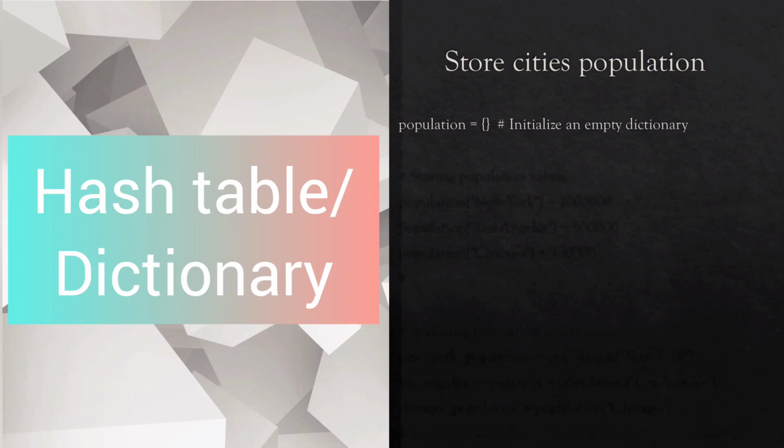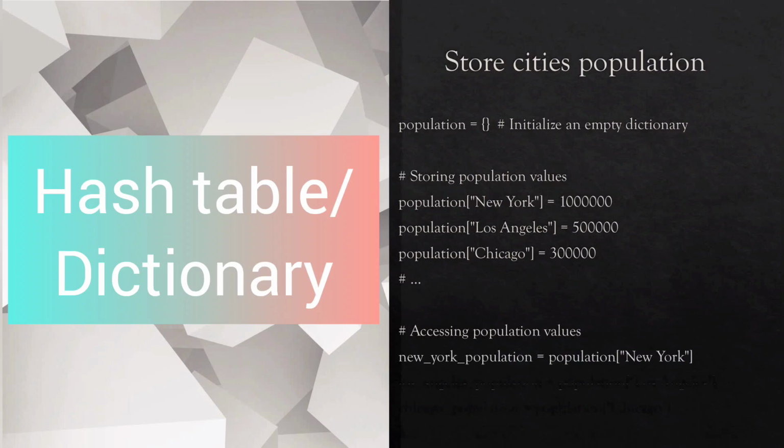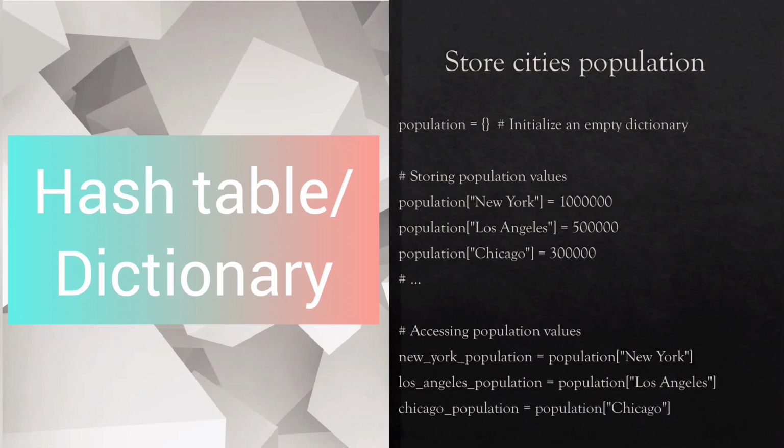Initially, we initialize an empty dictionary and store the population values of the cities one by one. Accessing the value is also straightforward. In this example, using a hash table or dictionary allows you to directly access the population values using city names as keys.